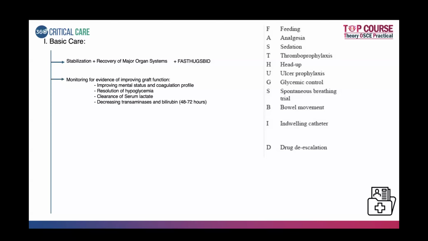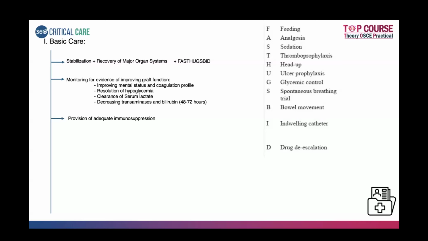So along with this, like I said, you need to monitor for evidence of improving graft function. Pertaining to the liver, you need to look at the mental status and coagulation profile. You have to look at the sugar trend, the clearance of serum lactate, and the transaminases and bilirubin. This monitoring has to be done on a regular basis. Most transplant ICU setups usually monitor it every 6 to 12 hours to assess the trend.